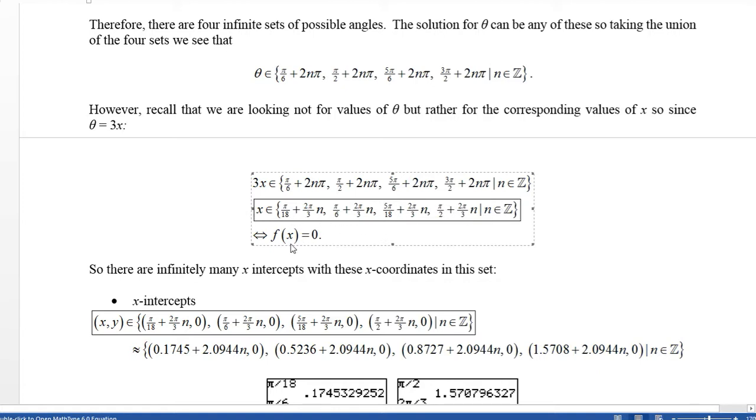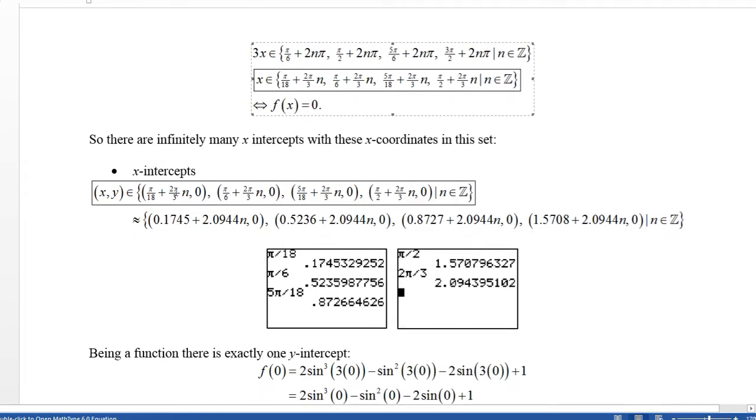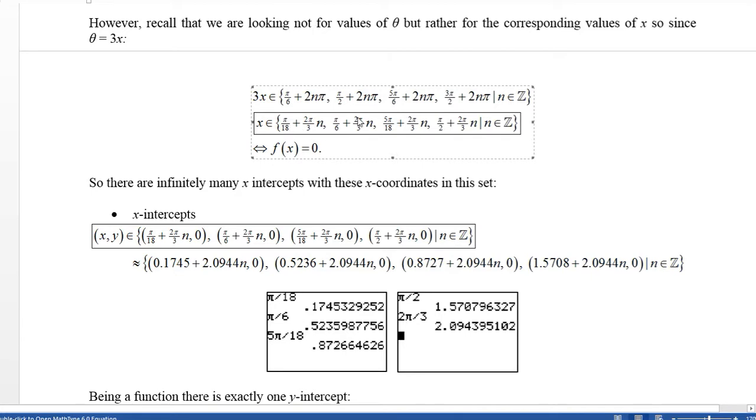So there are infinitely many x-intercepts, and of course these are the x-coordinates, the y-coordinates are 0. So here's the same set of x's stuck in ordered pairs with y being 0. And so you've got these 4 infinite sets here. In any period, you're going to get one of each of these. Pick a different value for n, and then you've got a different period going on.